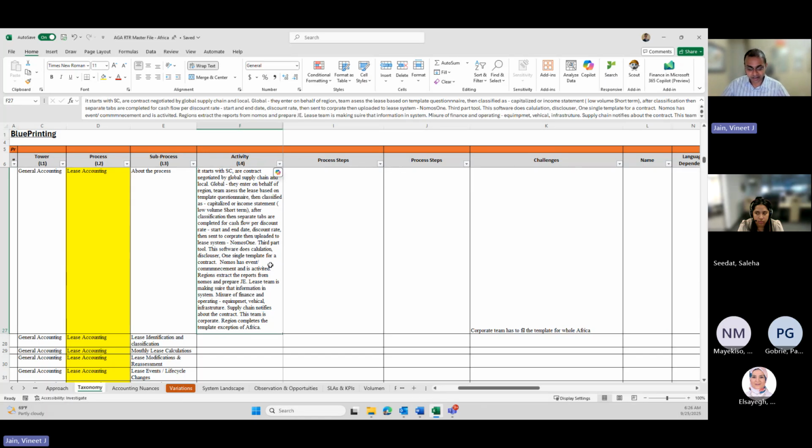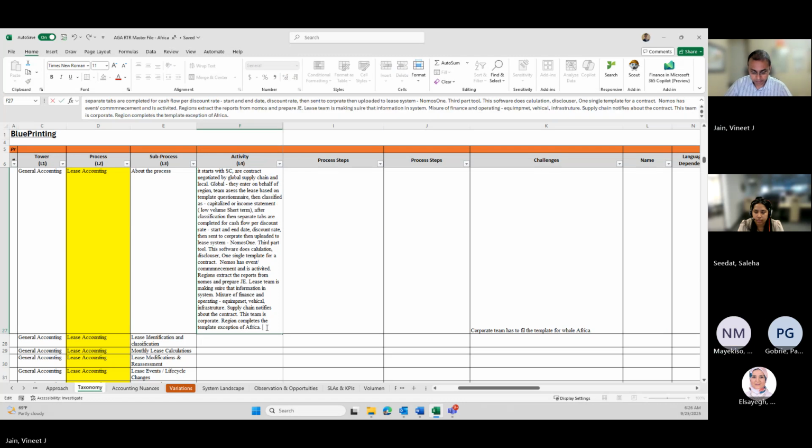So how many people are there supporting this process from the finance side, your reporting team side? At the corporate level, it's just myself and Salia. Okay. But the regional people are basically global and local supply chain, and on the finance side, the regional finance team. I'm not sure of the number of people involved there, on either team.